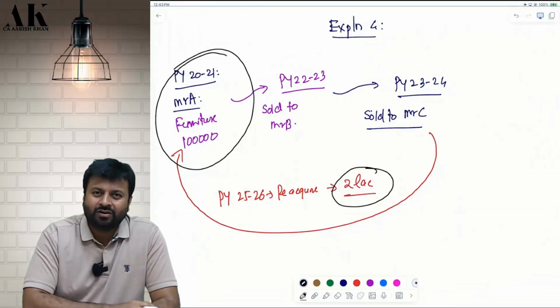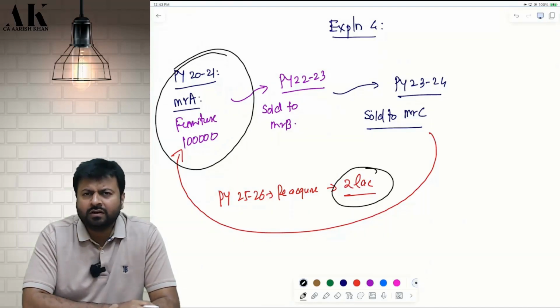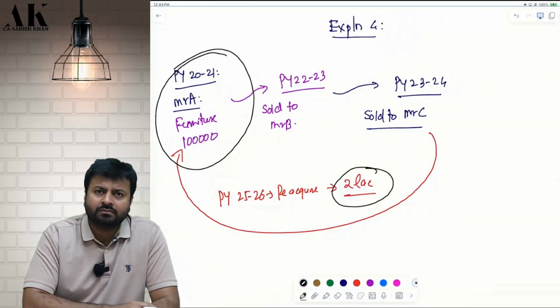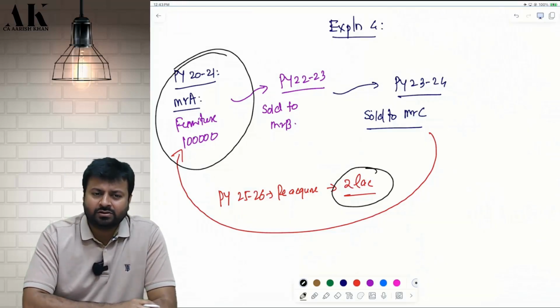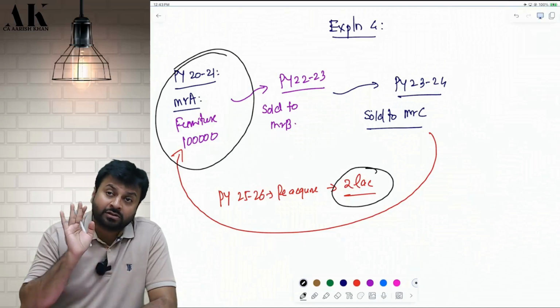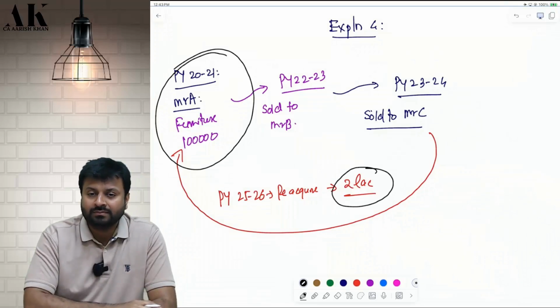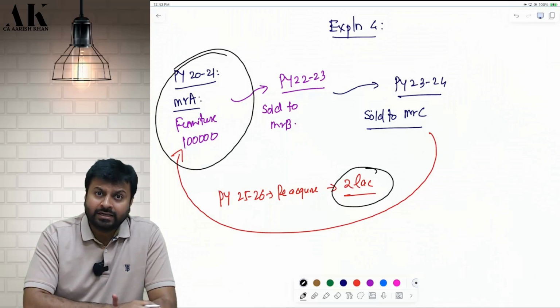Now, obviously, you will ask me one question: how will the government catch this? It is the duty of the government to catch it, that I am not interested in. This will only be possible if the government is able to identify such things. Otherwise, it is very difficult for the assessing officer to trace such transactions. The assessing officer cannot go back 5-6 years and check whether this asset once upon a time belonged to the assessee or not. That is practically very difficult to identify. But if it is identified, then this explanation is attracted.